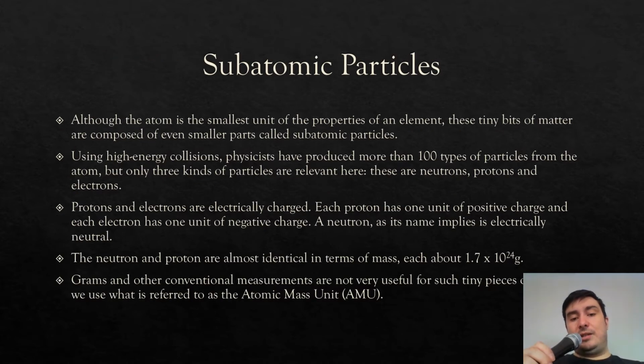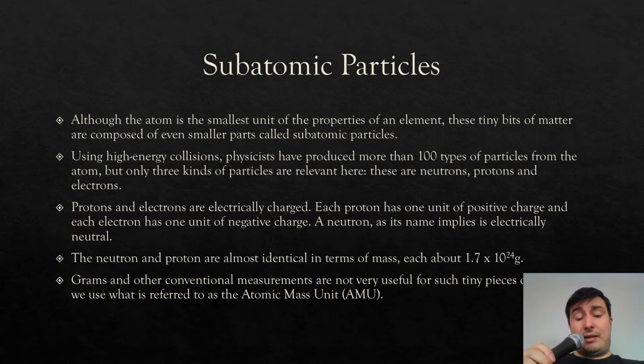Although the atom is the smallest unit that retains the properties of an element, these tiny bits of matter are composed of even smaller parts called subatomic particles. Scientists use high-energy collisions to produce 100 types of particles from the atom, but to be honest, for GCSE and A-level, only 3 kinds of particles are relevant here, and these are the neutrons, the protons, and the electrons.